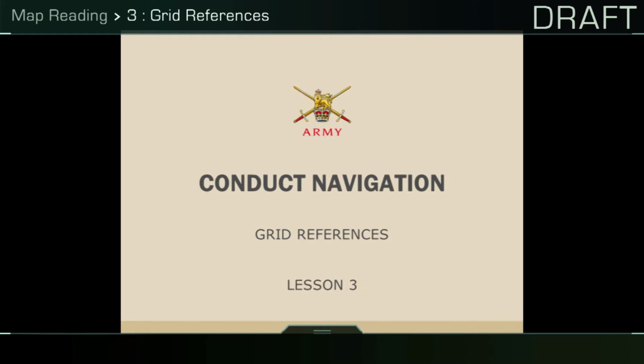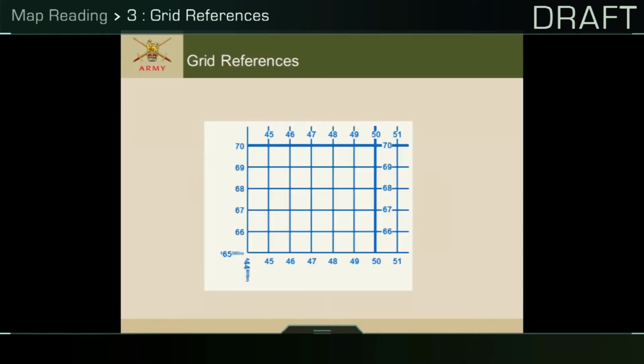Map Reading 3: Grid References. The aim of this video is to assist you in being able to give a British national grid reference on UK maps and a military grid reference on operational maps. It is essential that as a soldier you are able to effectively give a grid reference to identify your own location or that of the enemy or prominent features on the ground.